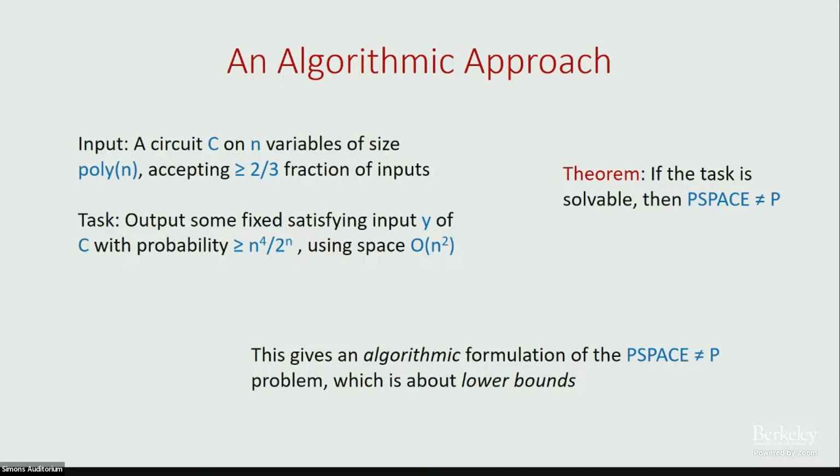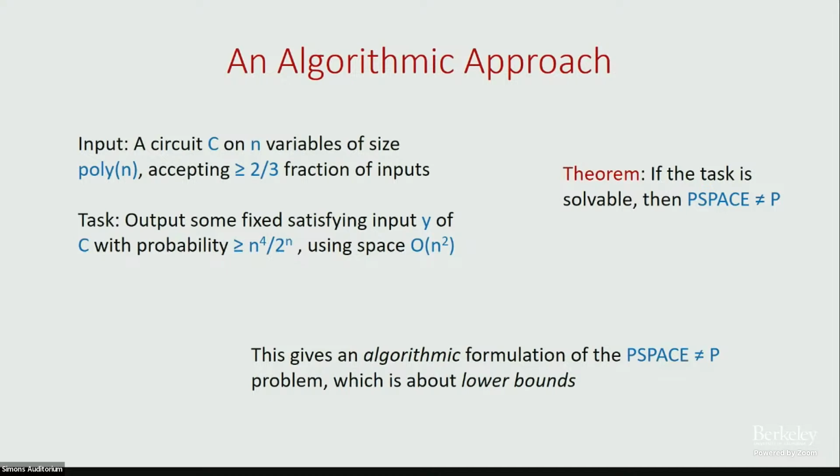So here you're actually given the circuit. You're not given enough space to actually run the circuit, but you can look at the circuit, and you need to output a satisfying assignment with probability just over 1 over 2 to the n. So this is the algorithmic task that you're given. And the theorem is that if this task is solvable, then polynomial space is not equal to polynomial time. So you get a uniform lower bound, but it's not clear how to get a non-uniform lower bound from this.